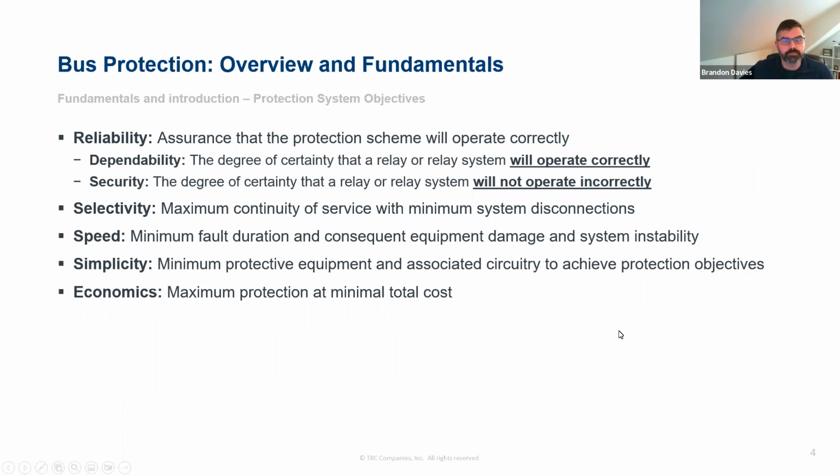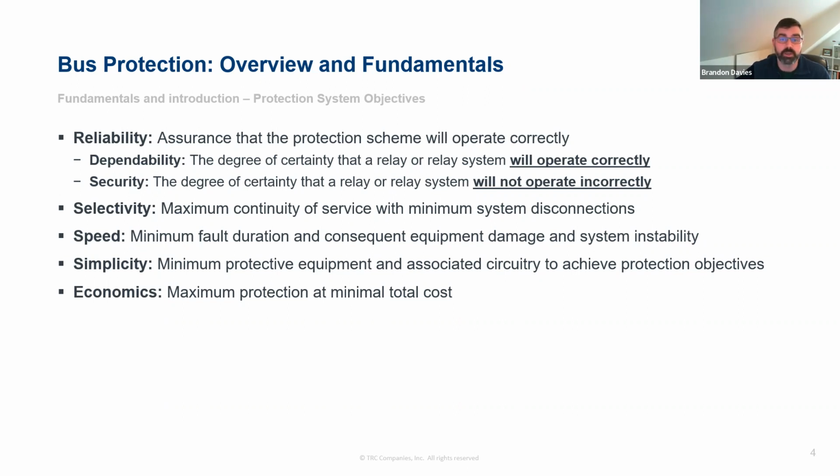So as I mentioned, I include this slide in every single presentation I do on a protection topic because as protection engineers, we really do want to focus on these considerations and objectives of what we're trying to accomplish, and be able to describe the schemes that we're applying in these terms. So we've got reliability, which is the assurance the protection scheme will operate properly or correctly. And that's broken up into dependability and security, with dependability being the degree of certainty it will operate correctly.